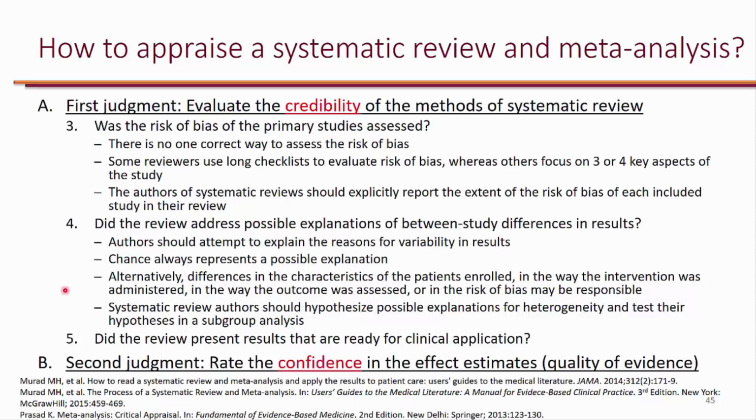The next question is, was the risk of bias of the primary studies assessed? So once we go past the publication bias, then there may be bias in the individual study. So it's a matter of, did they have good methodology on those specific studies that are included in the systematic review? Then the next question is, did the review address possible explanations of between study differences in results? So if there is heterogeneity, then the authors need to come up with some explanation why there is variability. Because if they cannot explain it, then they shouldn't do a meta-analysis, right?